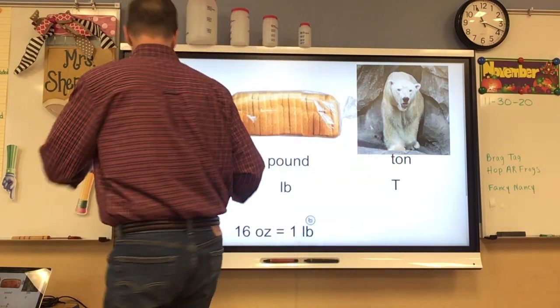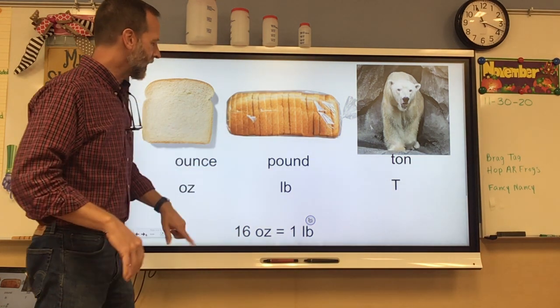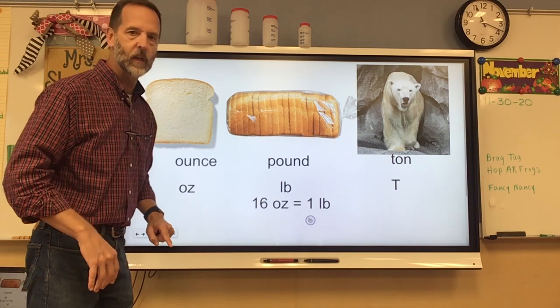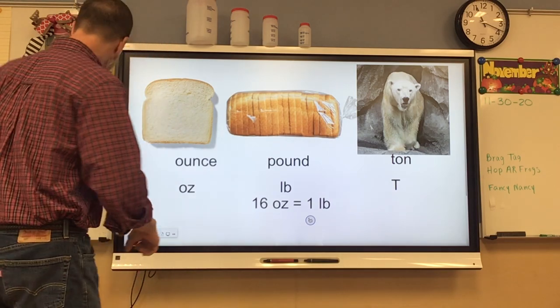Now, how many ounces does it take to make a pound? It takes 16 ounces to make a pound. 16 ounces make a pound.